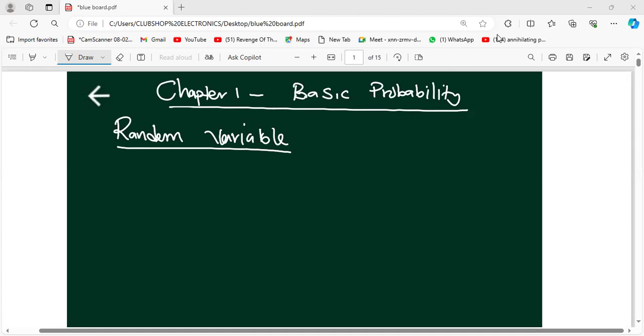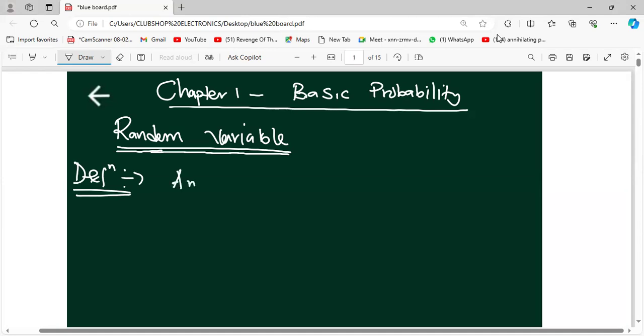Okay, good morning. Welcome to this lesson, which is the first in chapter one, that is basic probability. Basic probability. And the first concept that we want to deal with is a random variable. To understand what we mean when we talk about a random variable.